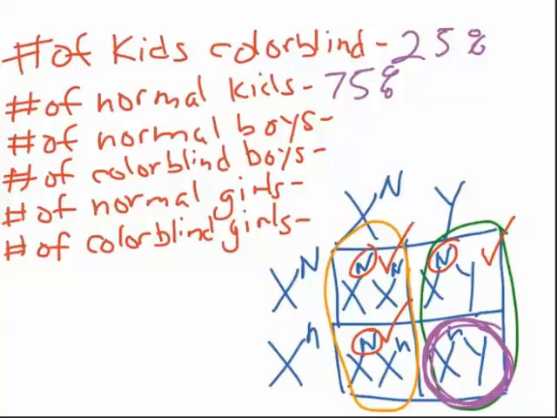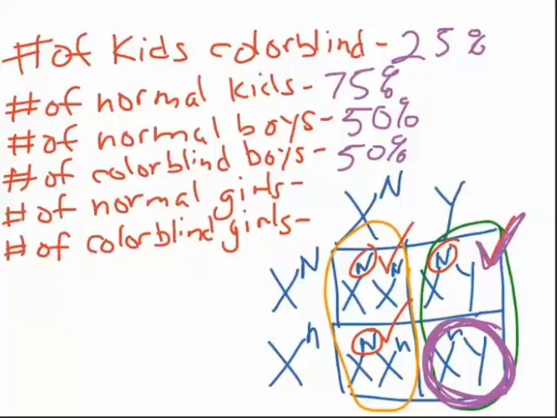If I'm talking about the boys, I can only look at the boys. I can't pay attention to these girls at all. So I have to pretend like they don't exist for a second. So we scratch them out, and I want you to see all of it, but pretend you can't look at the girls. You can only look at the boys. So I have one boy who's going to be colorblind, and I have one boy who's going to be normal. So my percent of having a normal boy is 50%. Because I only have two boys, and my percent of having a colorblind boy is going to be 50%, because out of the two boys, one of them is colorblind and one of them is not.